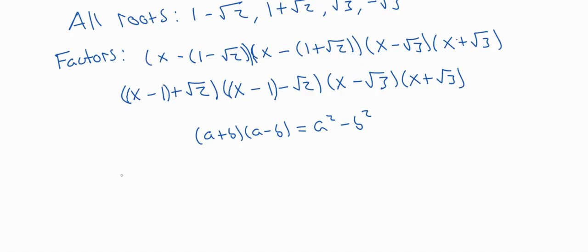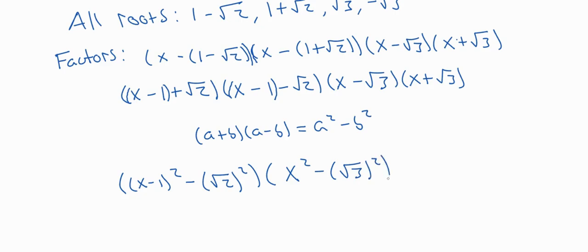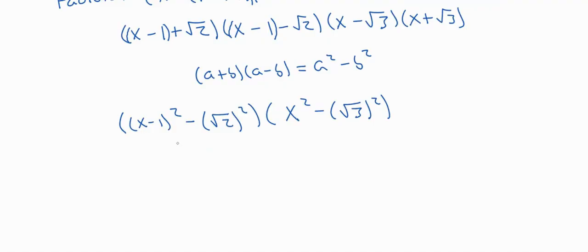So now we can rewrite this as x minus 1 squared minus the square root of 2 squared times x squared minus the square root of 3 squared. Okay, let's go ahead and continue on here. So this becomes x squared minus 2x plus 1. And then the square root of 2 squared, well, that's just going to be 2. So we'll have minus 2. Then we have x squared. And then again over here with the square root of 3 squared, that's just going to be 3. So we'll have minus 3.